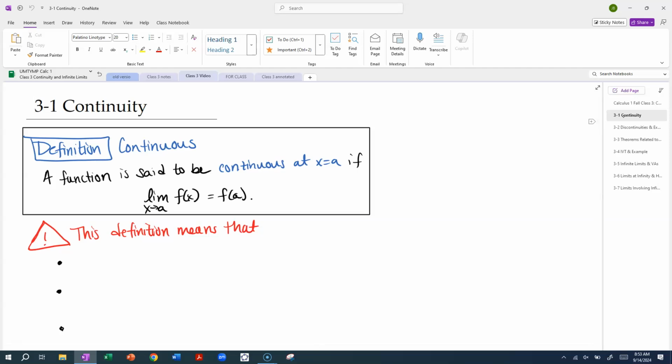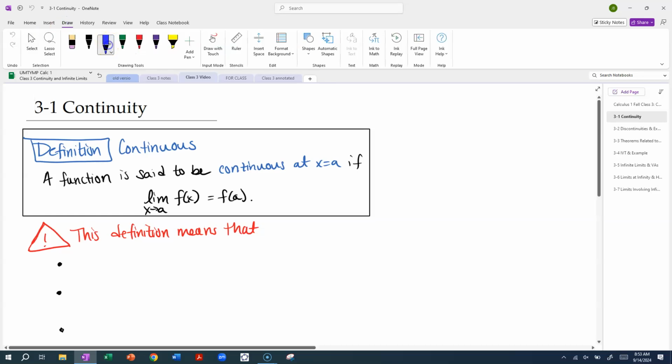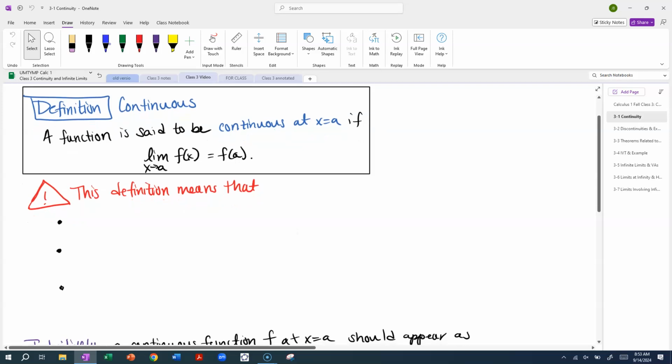So a function is continuous at a point if the limit of that function as x approaches that point is equal to f of a. So just whatever the function evaluated at that particular point is. And so just to be clear, when we use this definition, we have to have a few things true. We have to have that f of a is defined, so it exists. We have to have the limit as x approaches a of f of x exist.